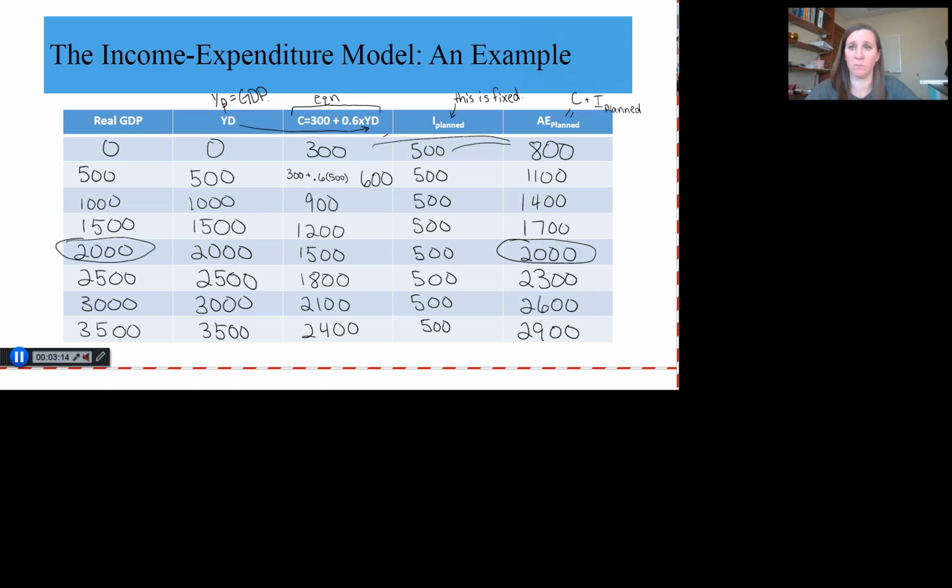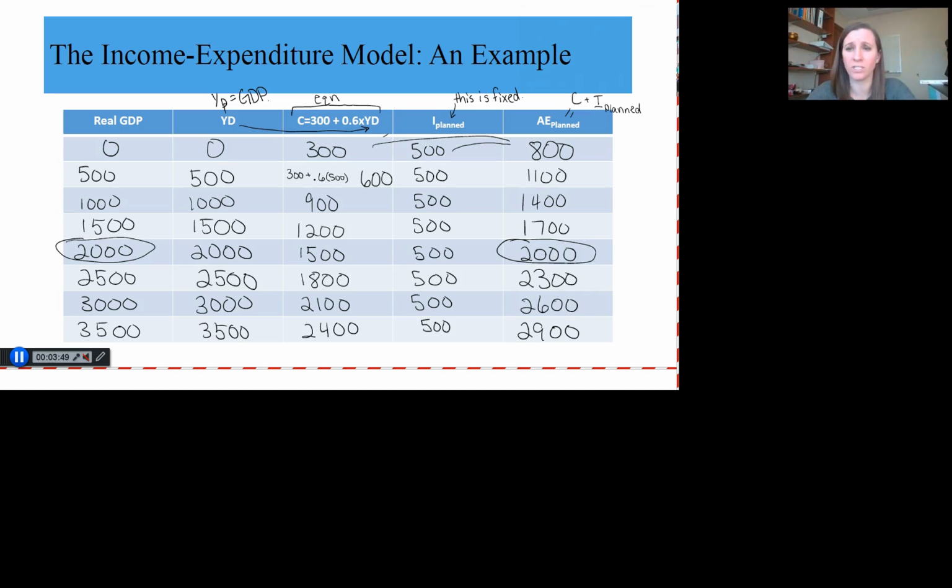And as you can see at the very bottom, you get to 2,400 whenever you have a real GDP and disposable income of 3,500. So now the very far right column is planned aggregate expenditures. And we know from our equation that planned aggregate expenditures is consumption plus planned investments. So you just grab each of those two columns, number 3 and 4, and we're going to add those up. And you see the planned aggregate expenditures is 800, 1,100, etc., etc.